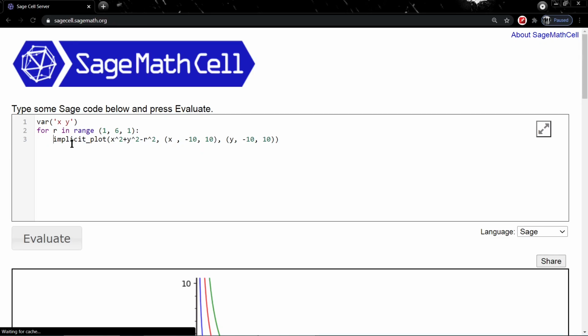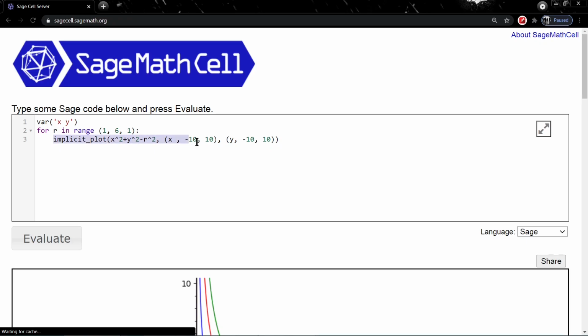We will implicitly plot this. What this does is, it takes the value of r starting from 1 and up to 6, but not including 6, with steps of 1 in each increment. That is, it starts from 1 and in each iteration it increases the value of r by 1 till it reaches 6, but it does not include 6. That means it will start from 1, go to 2, 3, 4, 5, but it does not include 6, so it will stop at 5, and in each iteration the value of r is used in this equation.